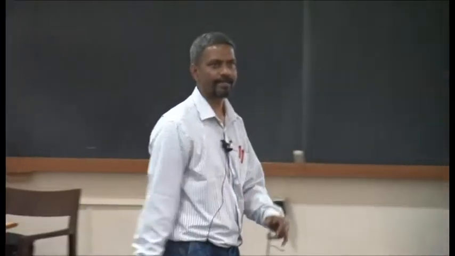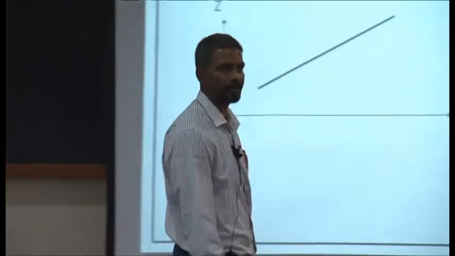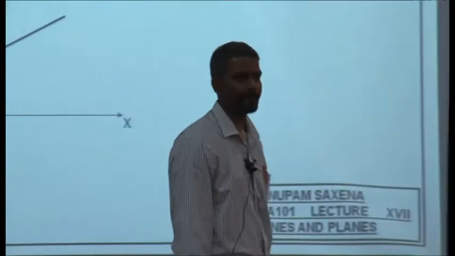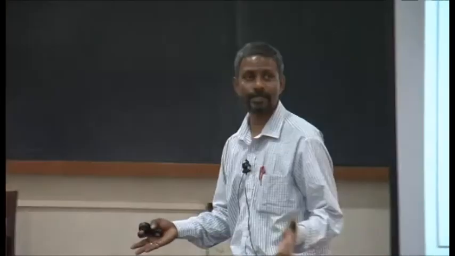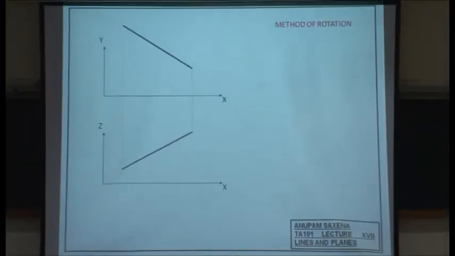You can use the experience from the two previous examples. Yeah, you can make one of the projections horizontal. If you do that, the other projection will give you the true length of that line. Now, yes or no? Okay. So what we have is the method of rotation for that.